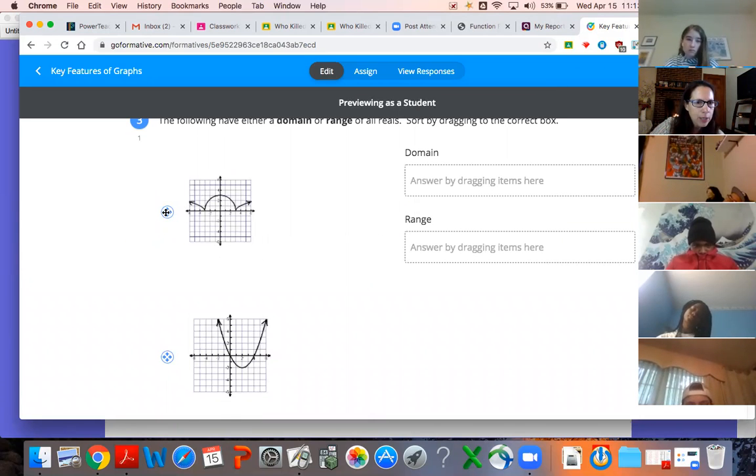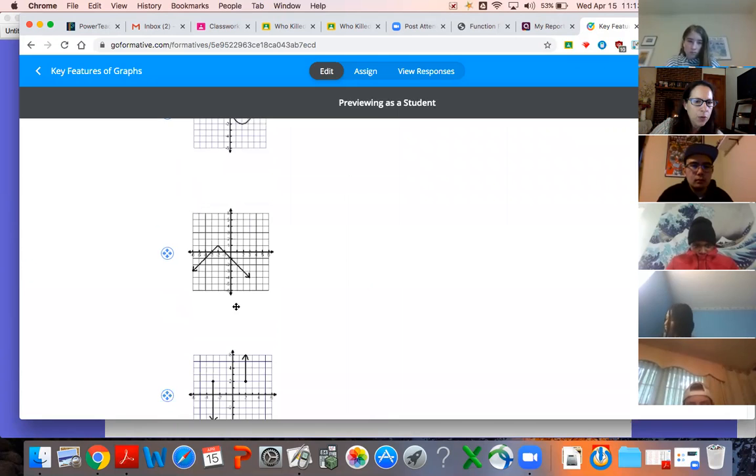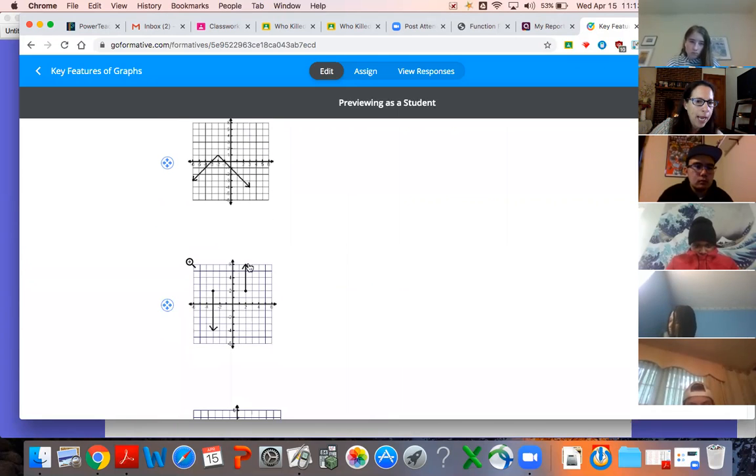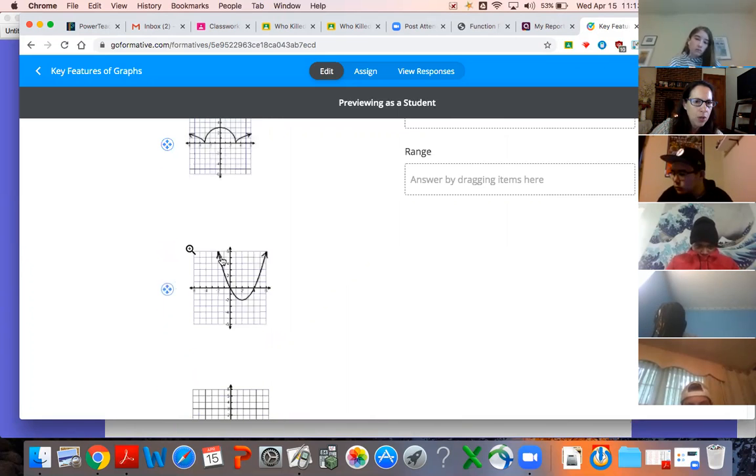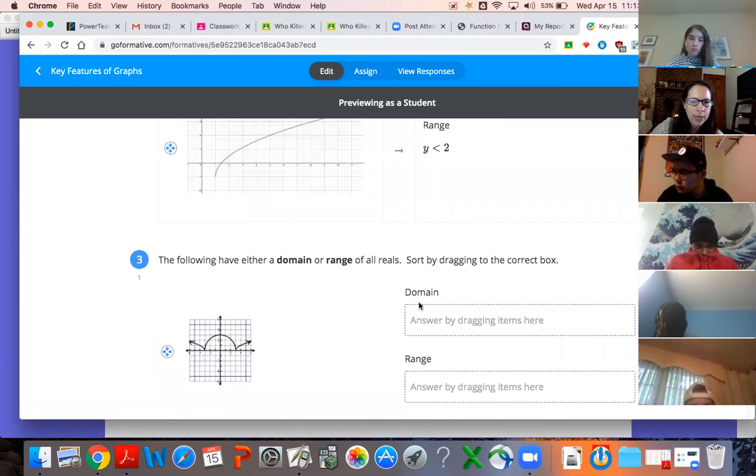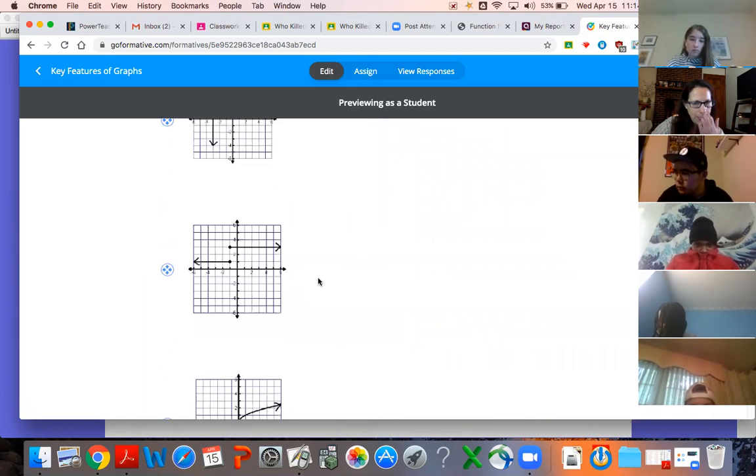And then this one is a drag and drop. One of these graphs goes to negative and positive infinity on the x-axis, and some of the others go negative to positive infinity on the y-axis. So you drag and drop depending on whether the domain is all reals or the range is all reals, and you set it right in the box. And then let's see what else we have.